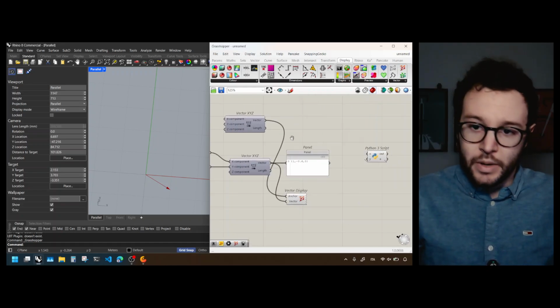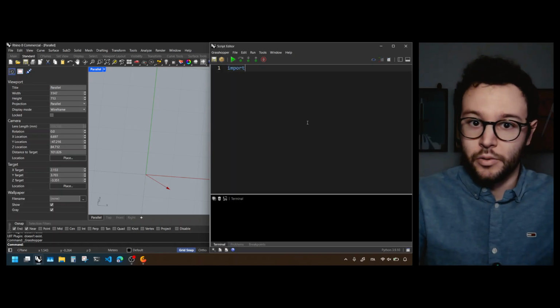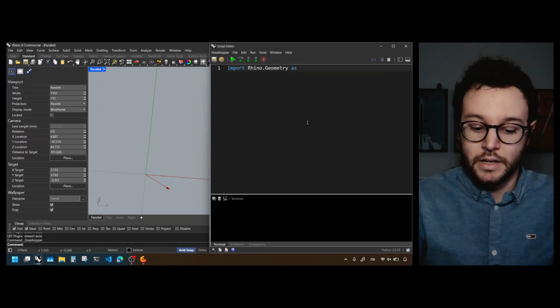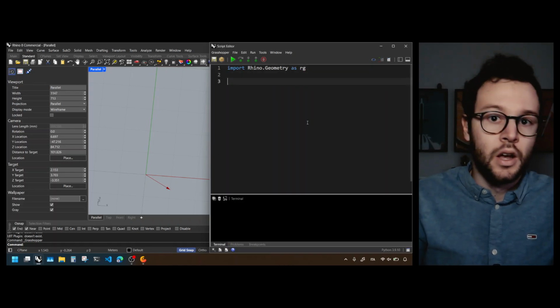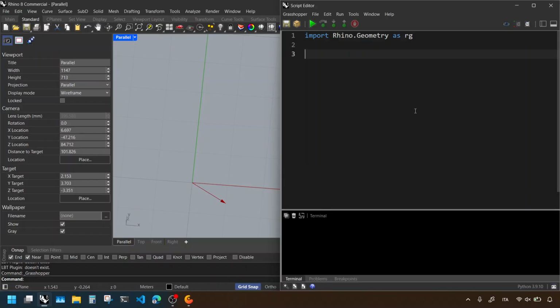Let's go now to Python and do it in there as well. To do that, we need to import Rhino geometry. So let's import Rhino geometry as RG, so we don't have to spell Rhino geometry all the time. So let me actually maybe enlarge the screen so you can see better. All right, so then we can say A, it's a vector. So we'll do Rhino geometry, vector 3D.